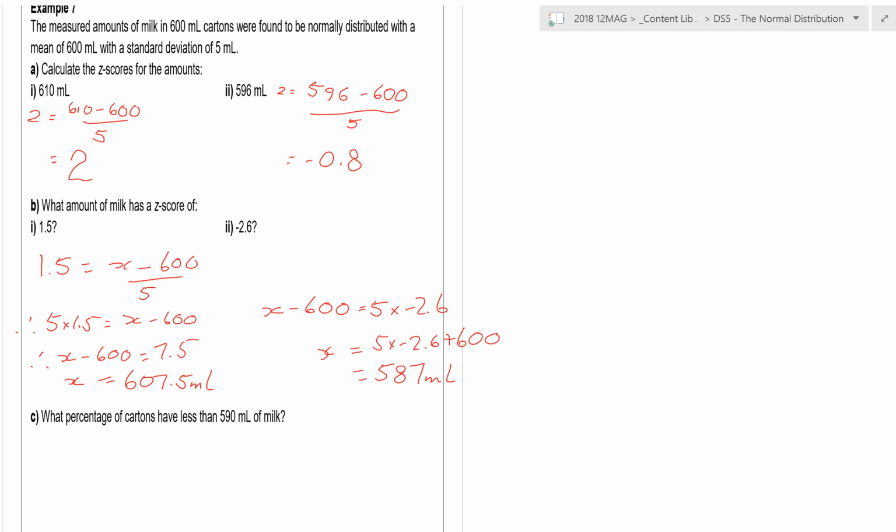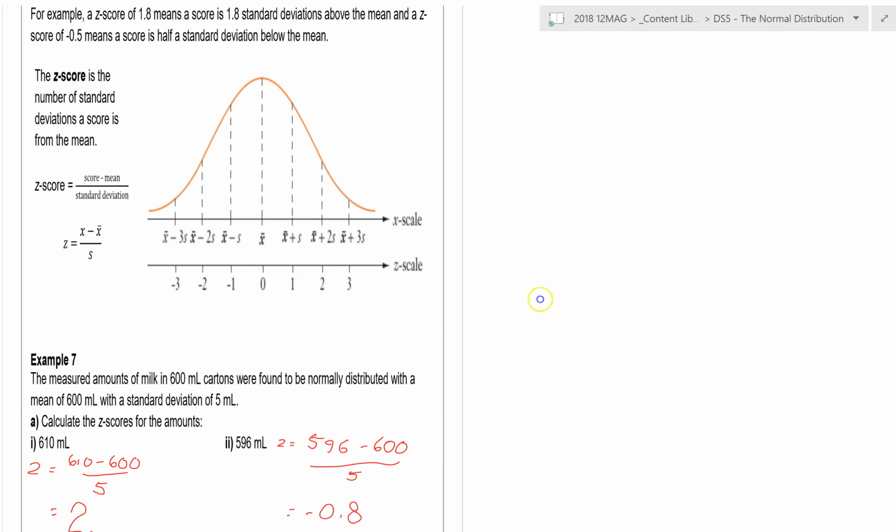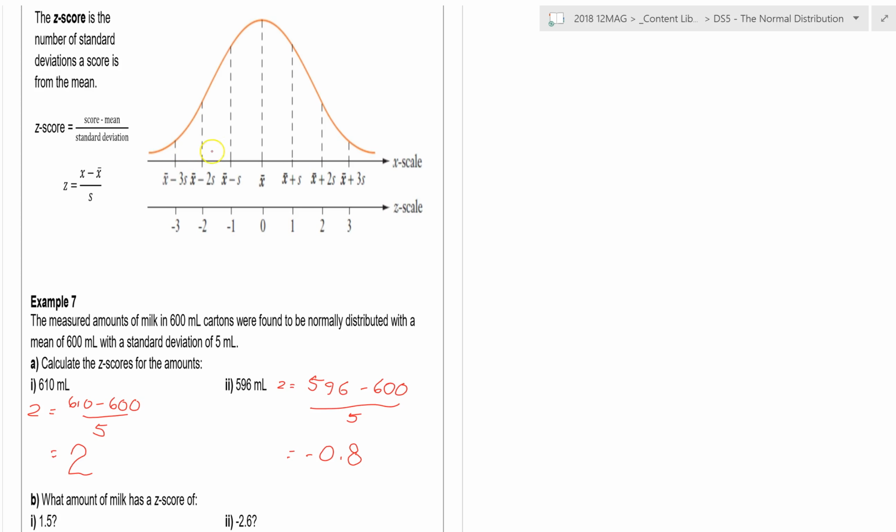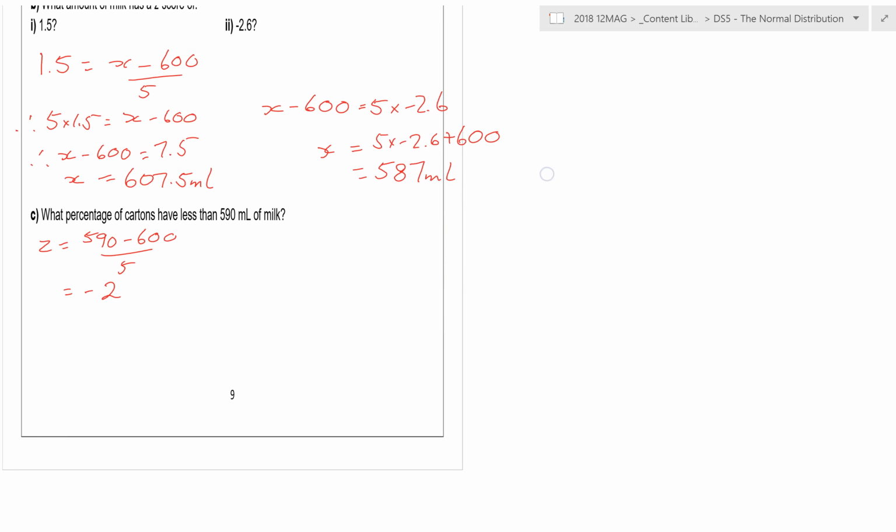Finally, what percentage of cartons have less than 590 mils of milk? Let's say that the Z-score for 590 is 590 minus 600, divided by 5, which equals negative 2. So this is 2 standard deviations below the mean. If we come back up to this curve here, remember, 34, 13.5, 2.35, 0.15. What percentage of cartons are more than 2 standard deviations below? We couldn't do this for 2.1 or 2.2 or 1.8, 1.9. We can do it when it's a nice whole number like that.